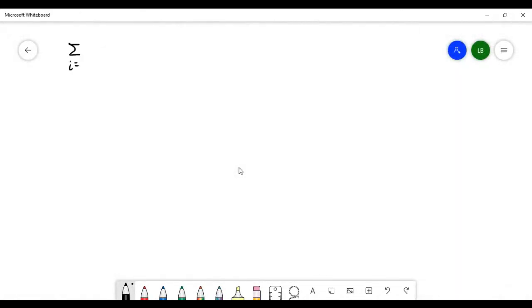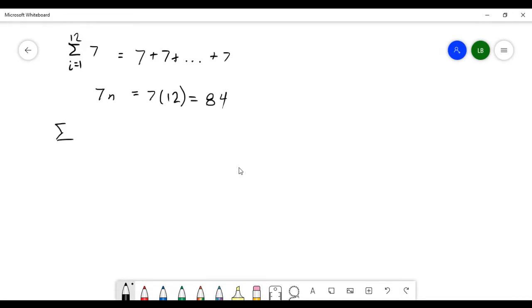For instance, if we had the sum from I equals 1 to 12 of just 7, plus and so on. Instead, using our formula, we could just say it's 7n, and since we know that n is equal to 12, well, that's just 7 times 12, which is easy. Like that.